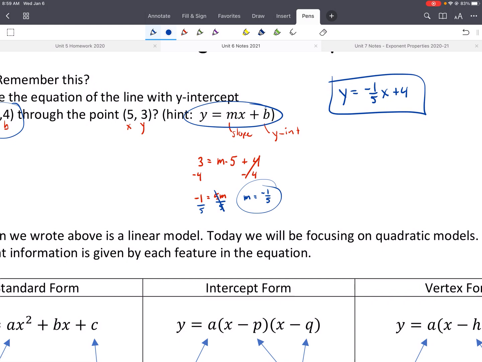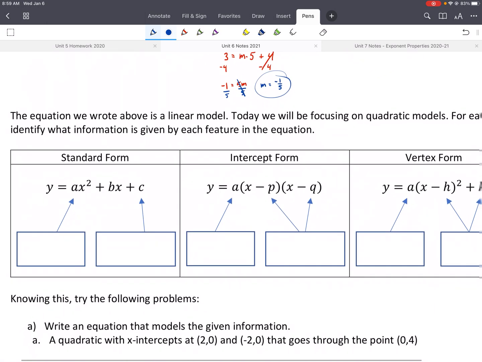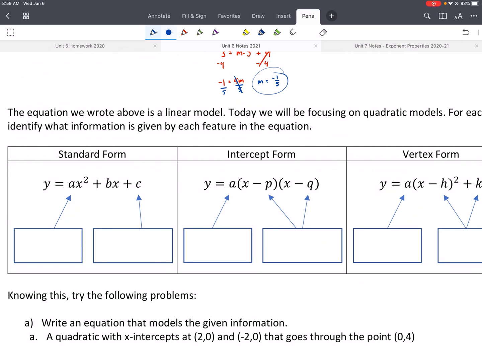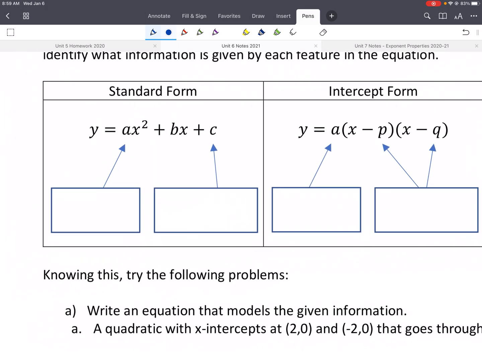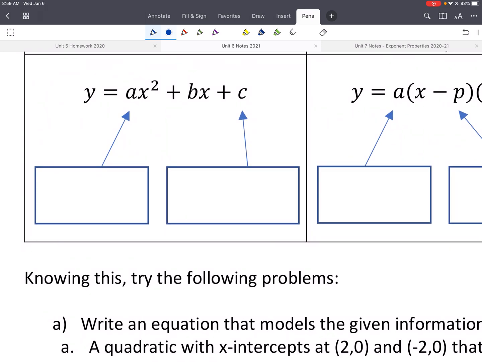Okay, so you've done this before, and we're going to do something very similar today, but using quadratics. Okay, so a quick recap of the different forms that we've used in the past. Standard form: A gives us direction of opening. It also helps us with our growth pattern. The key features that we can find are maybe direction of opening, and then C gives us our y-intercept.